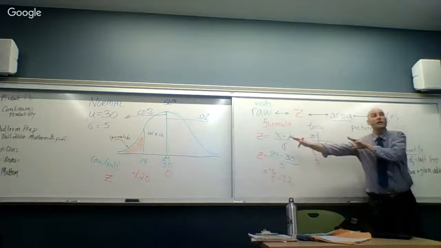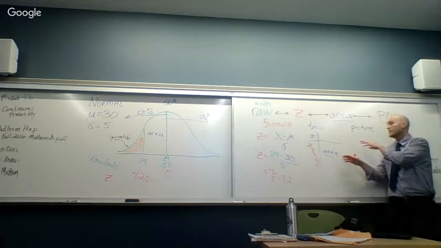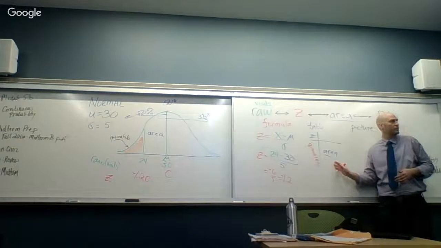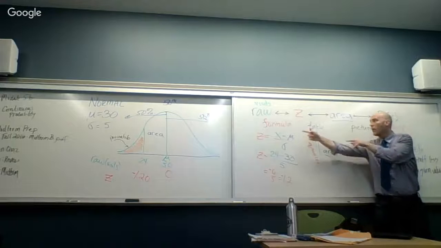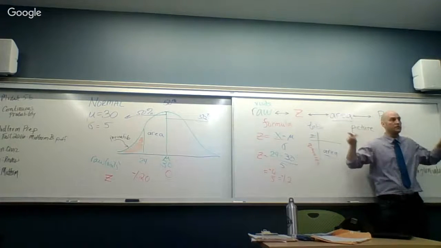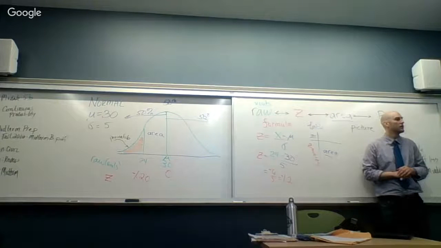If I have an area and I need to find its z-score, I start in the inside where the areas are, match my area, and then work that way to get the z-score, which is why the arrows are two directional.